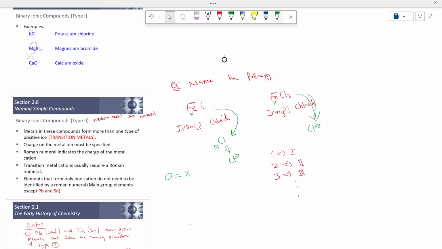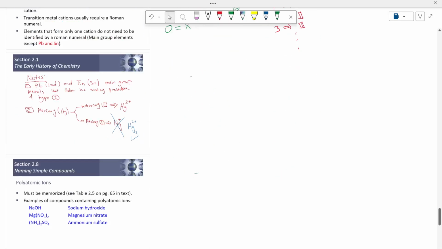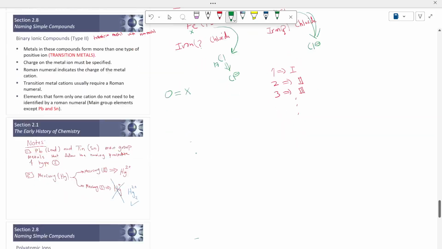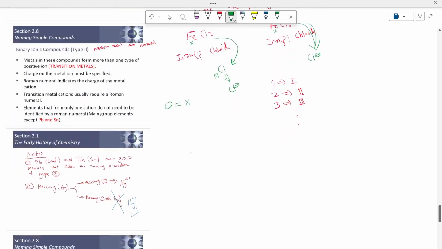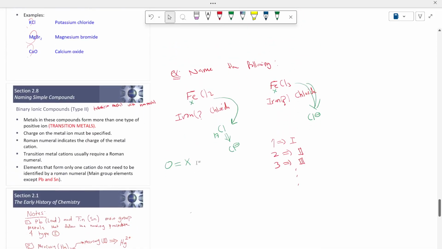Again, here the total charge is 0. It equals the charge of iron, which is X, plus the charges of chlorine. This is Cl2. How many chlorine atoms do we have? We have 2 chlorine atoms.